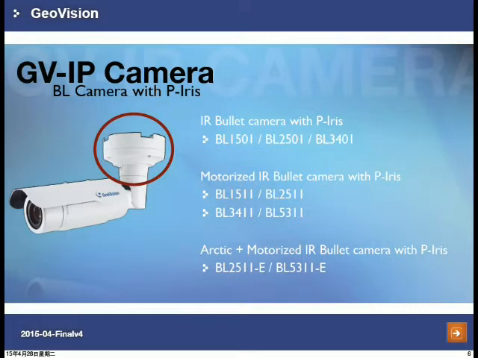Currently we have an IR bullet camera with a P-Iris. We have a motorized IR bullet camera with a P-Iris. And the last one, we have an Arctic Plus motorized bullet camera with a P-Iris. Arctic means this camera supports a wide operating temperature.